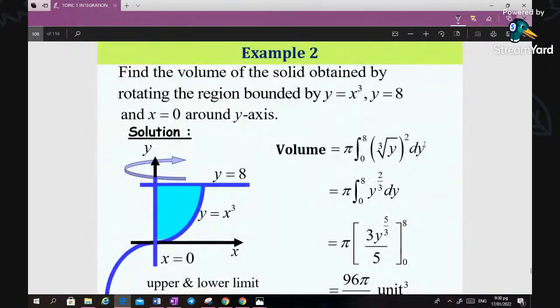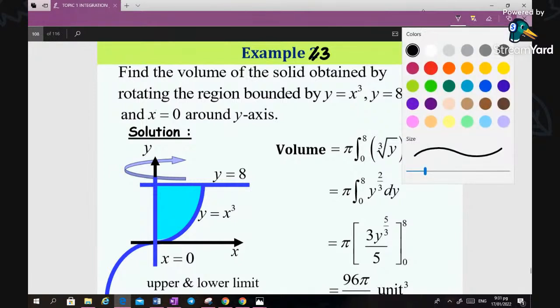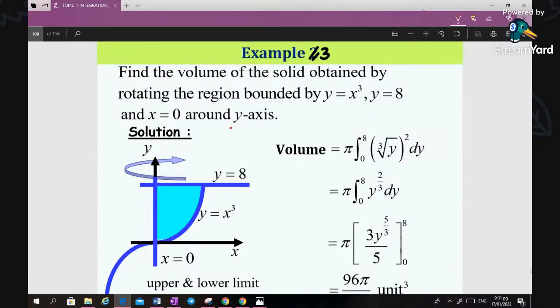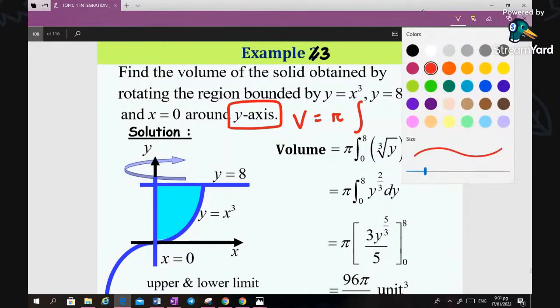Now, example number 3. We need to find the volume of the solid obtained by rotating the region bounded by y equals x cubed, y equals 8, x equals 0, and most importantly, you must take note that we want to find the volume rotated around the y-axis. So first you need to write down the formula for the y-axis. So here must be x squared.